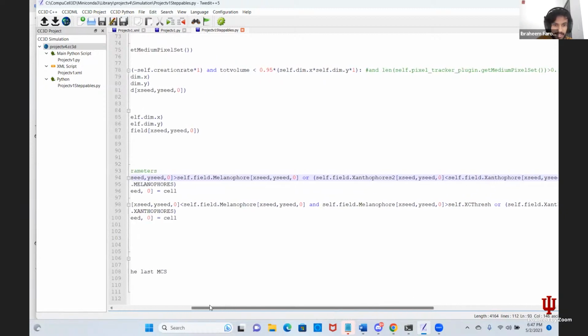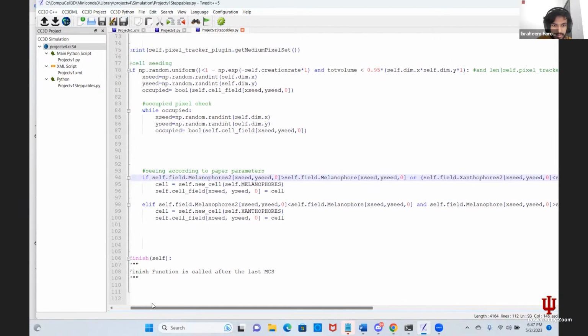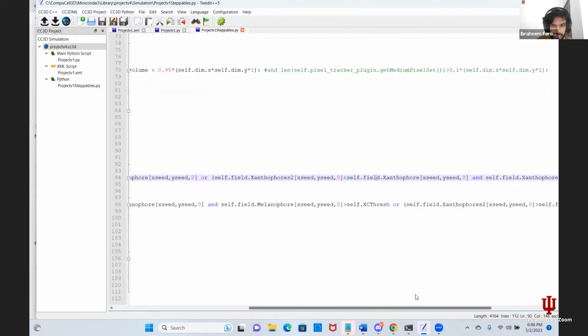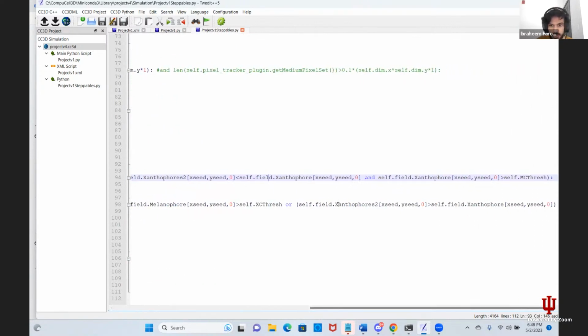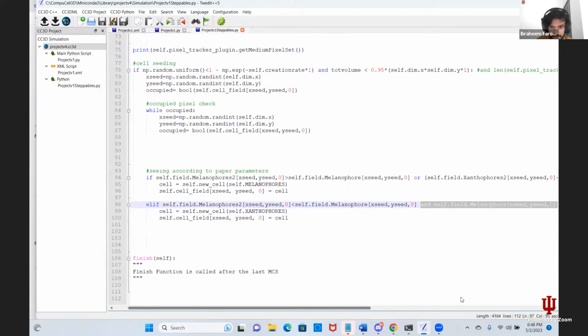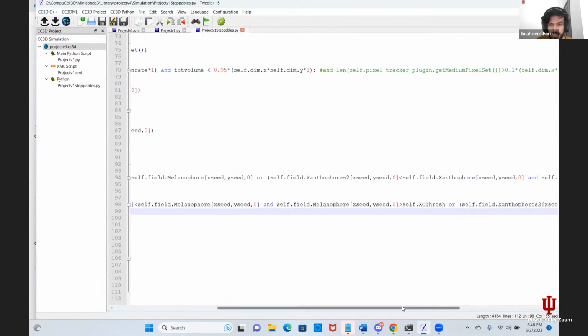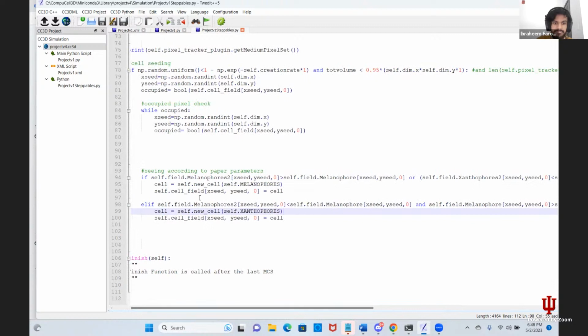And then our xanthophore creation is basically just the opposite. Xanthophores spawn close to other xanthophores, or they spawn far enough away from other melanophores.